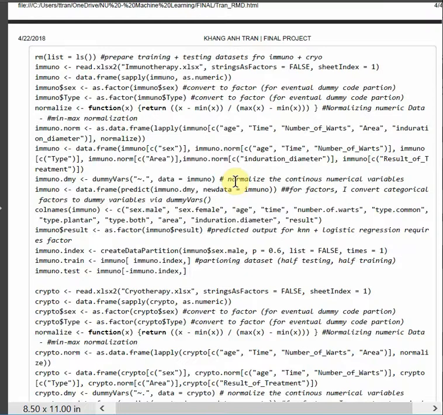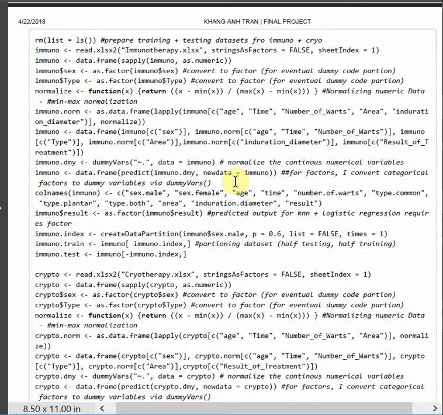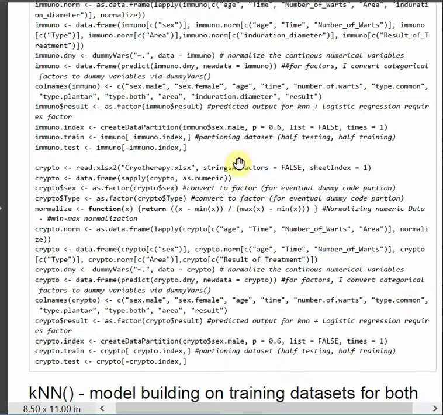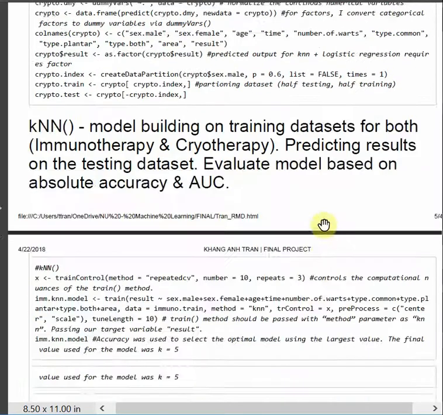If it's a 1, then it's a common wart. If it's a 2, it's a plantar. If it's 3, it's both. So basically, I made a separate category for each of them using dummy codes. And I did the same thing for the cryotherapy dataset.